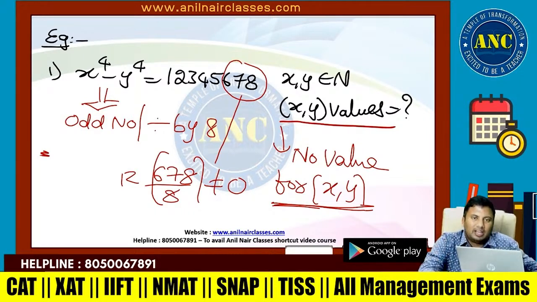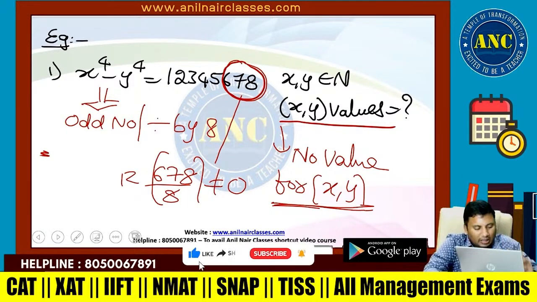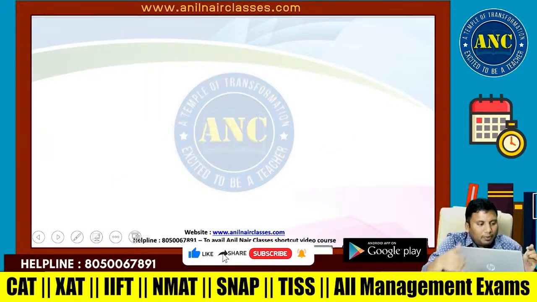x square minus y square we did it. Then we did x power 4 minus y power 4. The right hand side's last 3 digits should be divisible by 8. Now please make a note. Another important key point.